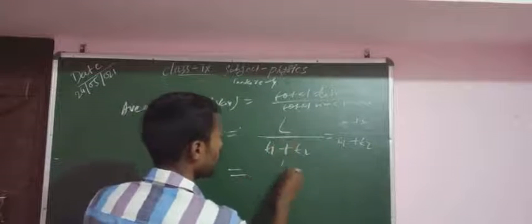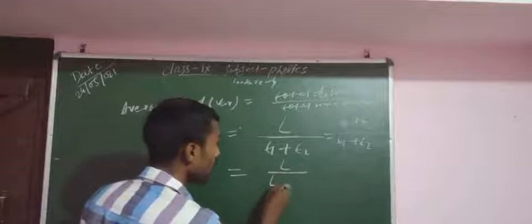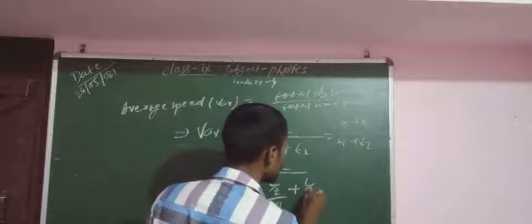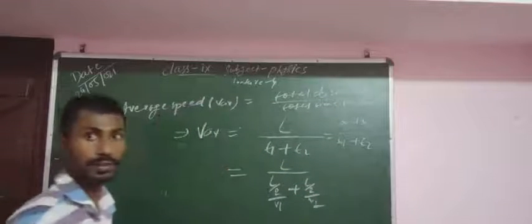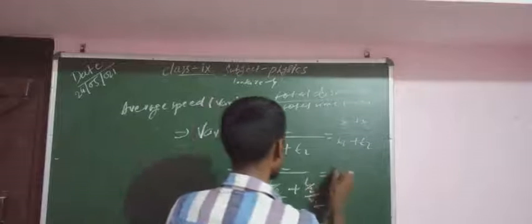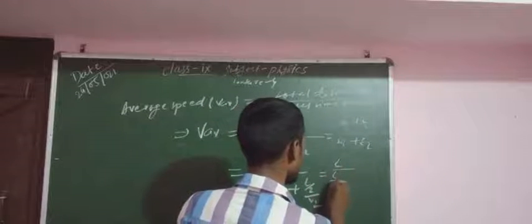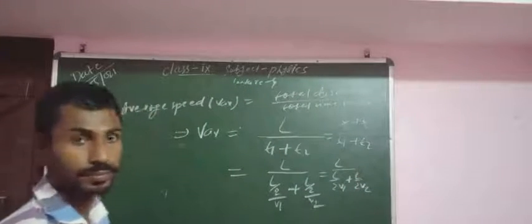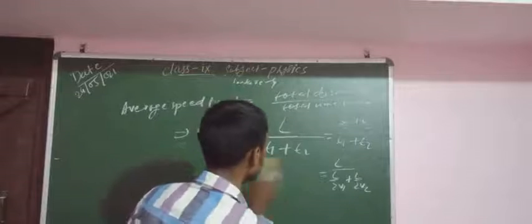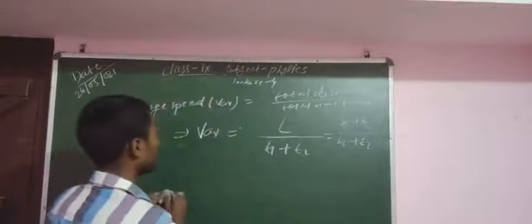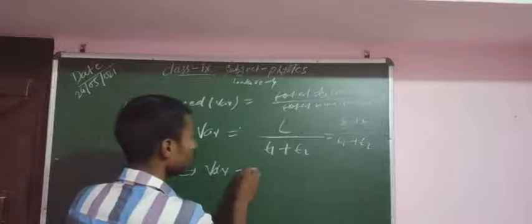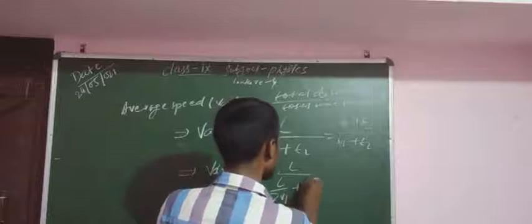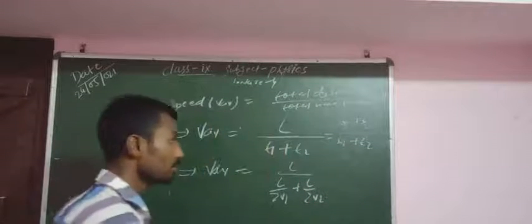Next, L = t1 + t2 = L/2v1 + L/2v2. Similarly, L by 2v1 plus L by 2v2. Now V_AB will be equal to L by 2v1 plus L by 2v2.